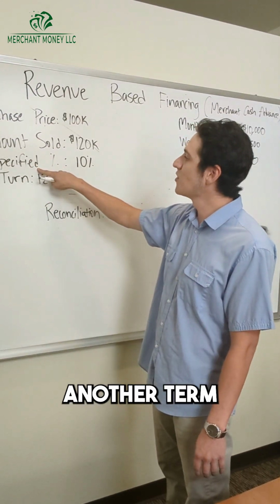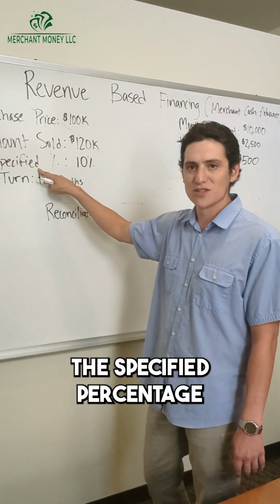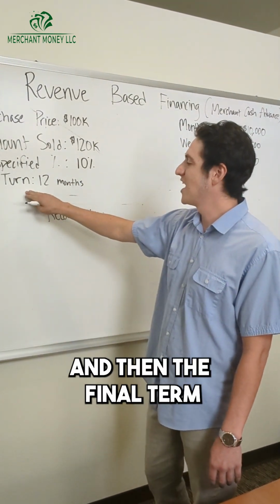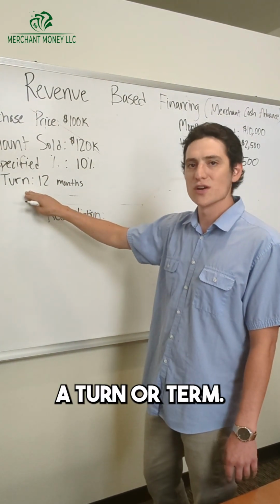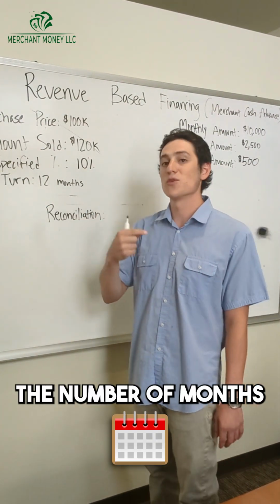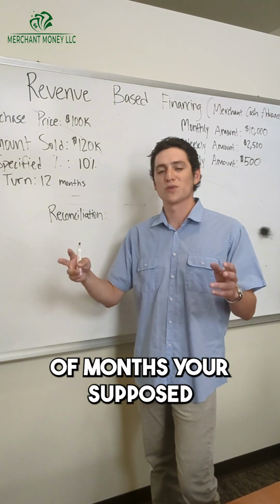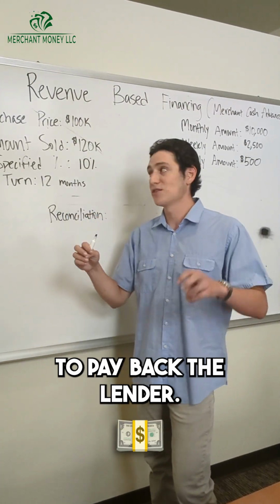And then there's going to be another term called the specified percentage. We'll dive a little bit more into this a little bit later. And then the final term you'll see is called a turn or term. This is going to be the number of months that your contract is good for, the total number of months you're supposed to pay back the lender.